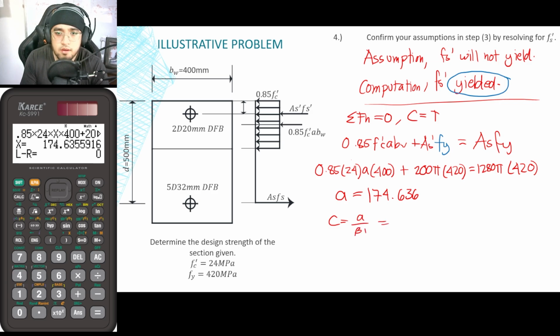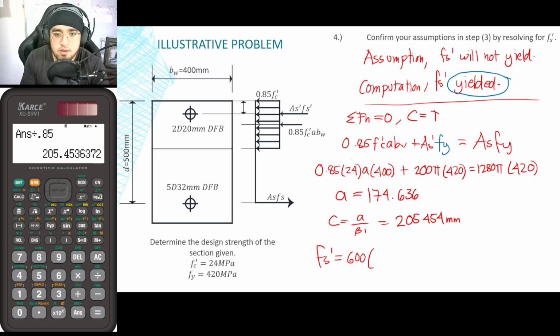So from that, since beta 1 is equal to 0.85, I would just be dividing this by 0.85. So from that, this is now equal to 205.454 mm. So let me just confirm if my assumption is now correct. So let us solve for Fs prime. So Fs prime once again is equal to 600 times C minus D prime all over C.